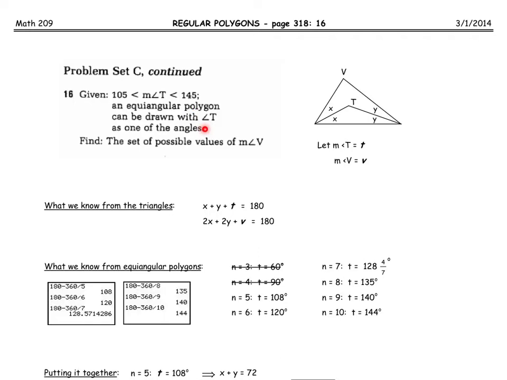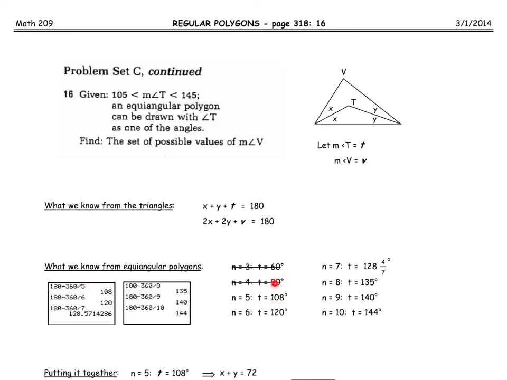So I tried n equals 3 and found out that that would make the interior angle be 60 degrees in each of the corners, and I knew that T had to be more than 105. So that left out n equals 3, that left out n equals 4, and it started me off with n equals 5, where I calculated that 360 degrees divided by 5 was an exterior angle, and 180 minus 360 divided by 5 would give me the interior angle.